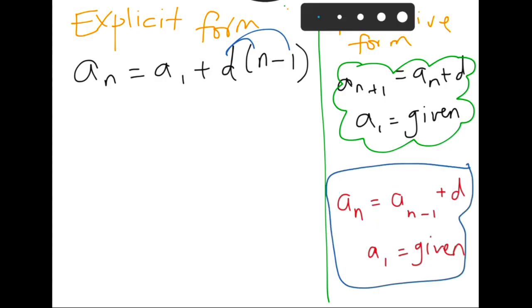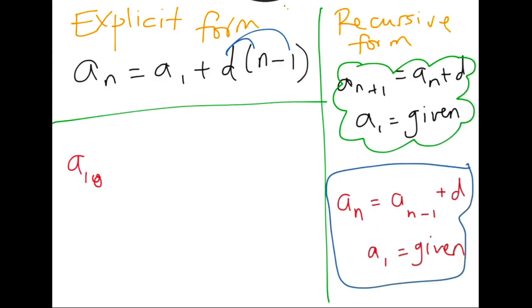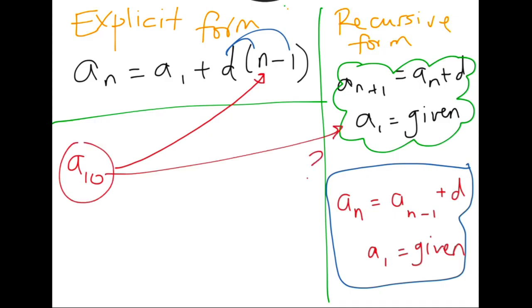Now, if I want to find, let's say, a10, I can simply take 10, put it into the explicit form, and I will get the answer right away. But if I want to find a10 using the recursive form, first I need to know a9. And I can't know a9 unless I have a8. And I can't know a8 unless I have a7, and so forth until I get to a1. So a1 must always be given.